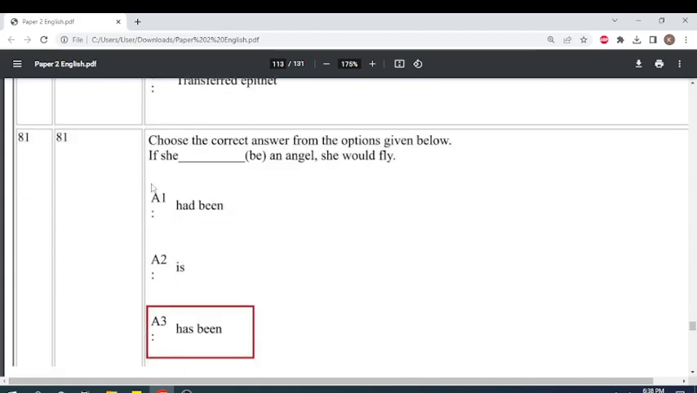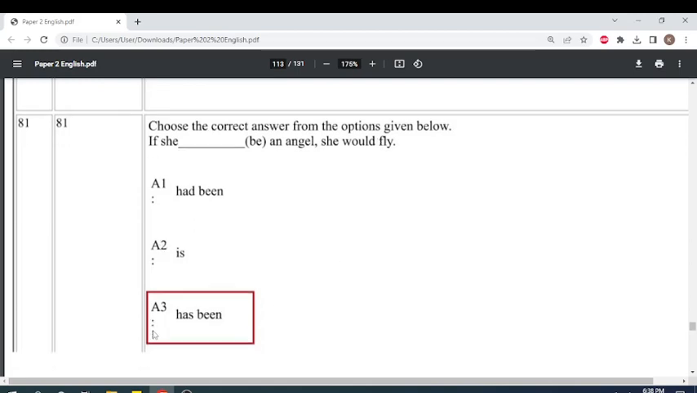81. Choose the correct answer from the options given below. If she dares an angel, she would fly. Answer A3.